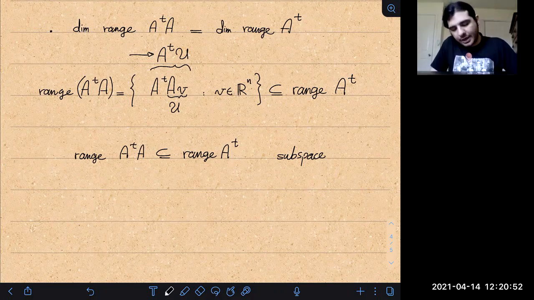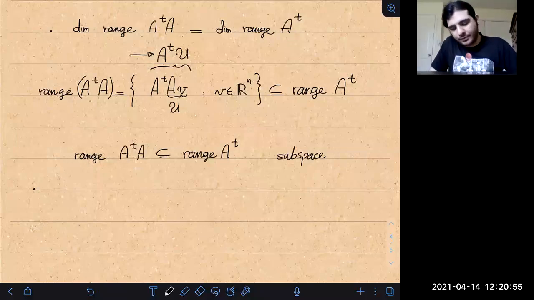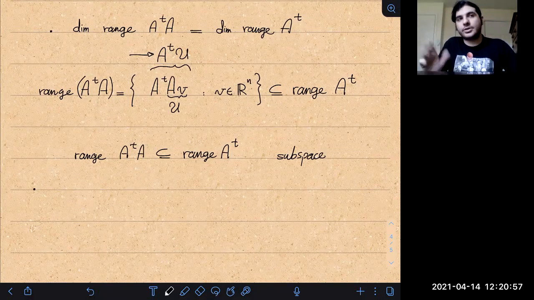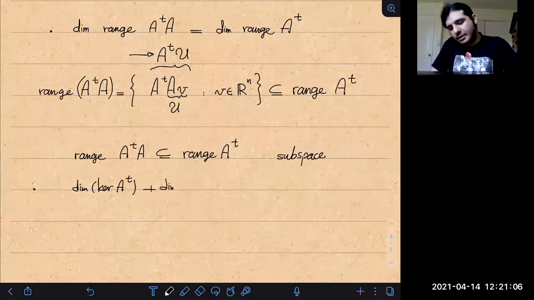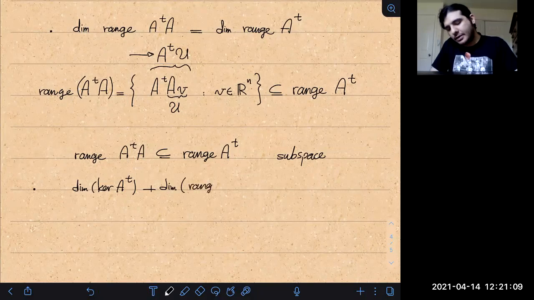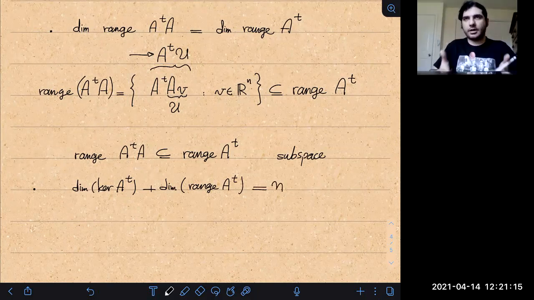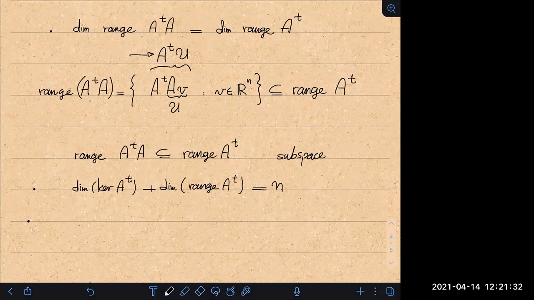So the point is that for the matrix A, we know the dimension of the kernel of A transpose plus the dimension of the image or range of A transpose is equal to n, the dimension of the domain, which is Rn, right? So what can I say here? What does it tell me? How can I relate this one to A transpose A?